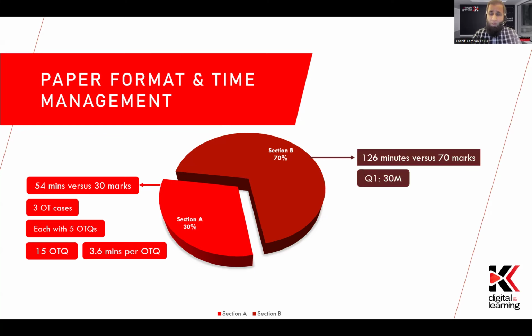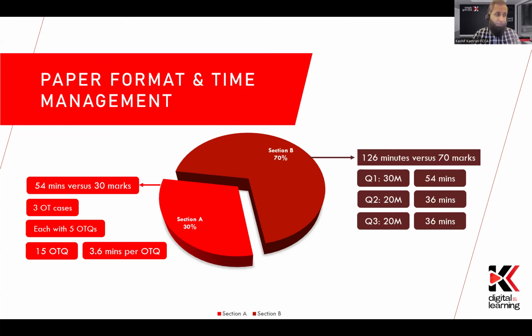Question number one, which is of 30 marks in section B, you will consume 54 minutes. On question two, which is worth 20 marks, you will consume 36 minutes. And another question three, sorry, of 20 marks, you will consume 36 minutes. So that's the breakdown of 70 marks.